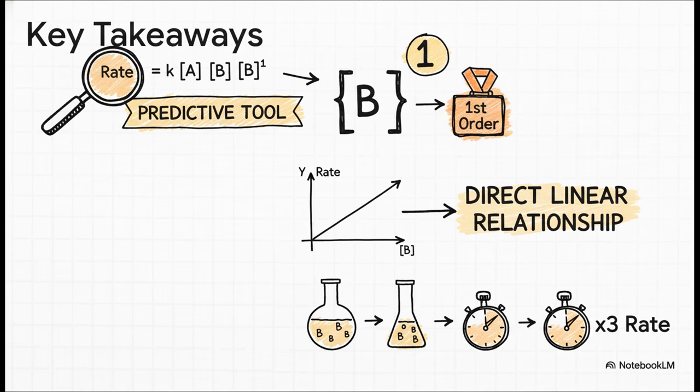Remember that invisible exponent I talked about at the beginning? Well, it has a name. It's called the reaction order. And this is the whole shebang right here. Because our reactant B had an order of 1, we call it a first-order reactant. And what that means is that its effect on the rate is perfectly proportional. You double the concentration, you double the rate. You triple it, you triple the rate.